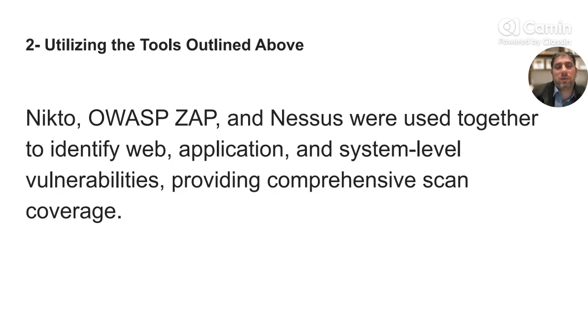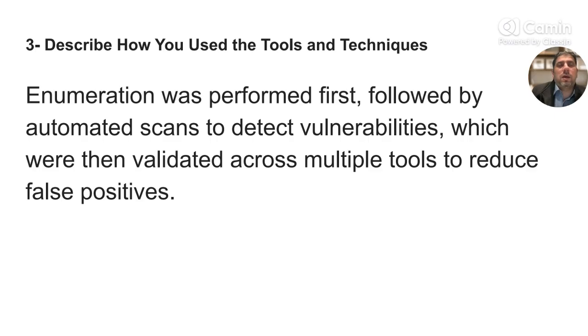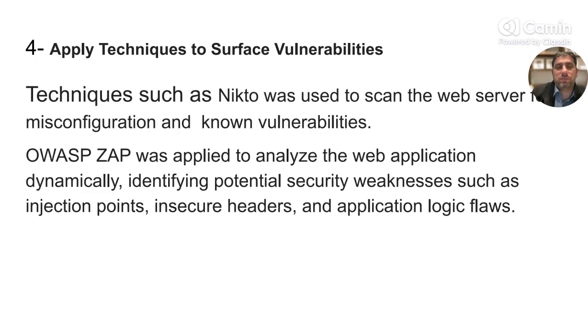For this lab, the tools that I utilized are Nikto, OWASP ZAP, and Nessus, used together to identify web application and system-level vulnerabilities, providing comprehensive scan coverage. Describe how you use the tools and techniques. The enumeration was performed first, followed by automated scans to detect vulnerabilities, which were then validated across multiple tools to reduce false positives.